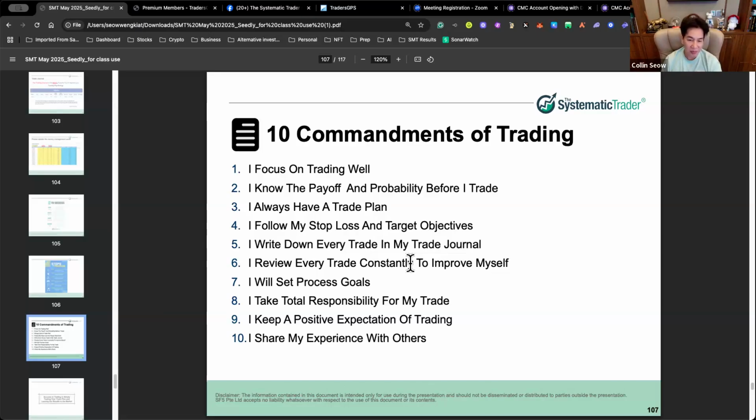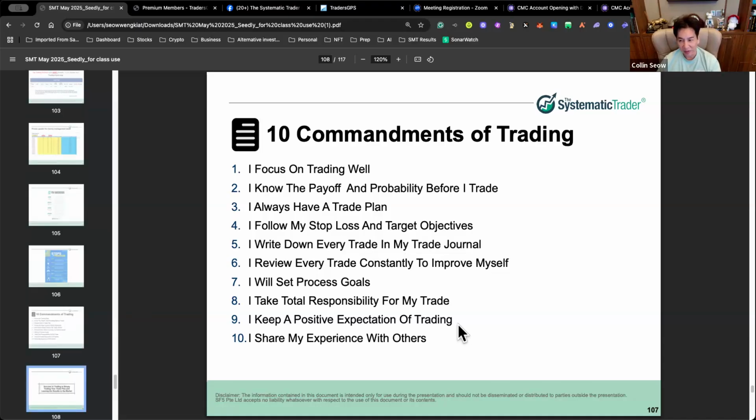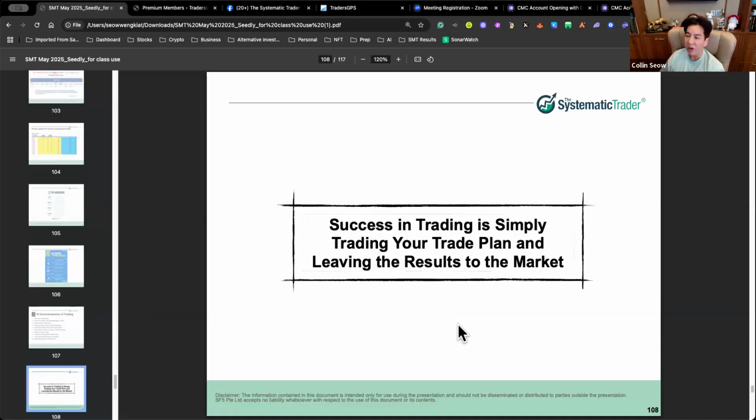Next one is keep a positive expectation for trading. Okay. And lastly, share your experience, your positive experience, with others. These 10 commandments of trading will help you in your journey. Okay. When reviewing, what are the exact things you are looking for? Whether you execute all the criteria correctly.